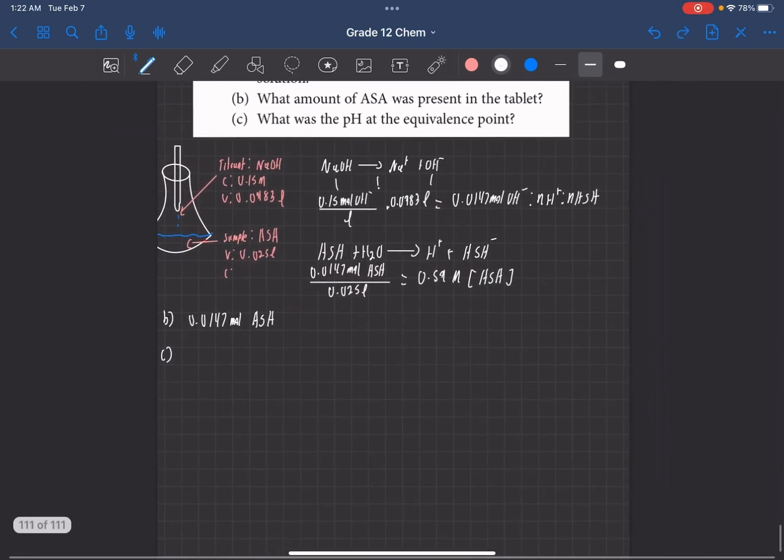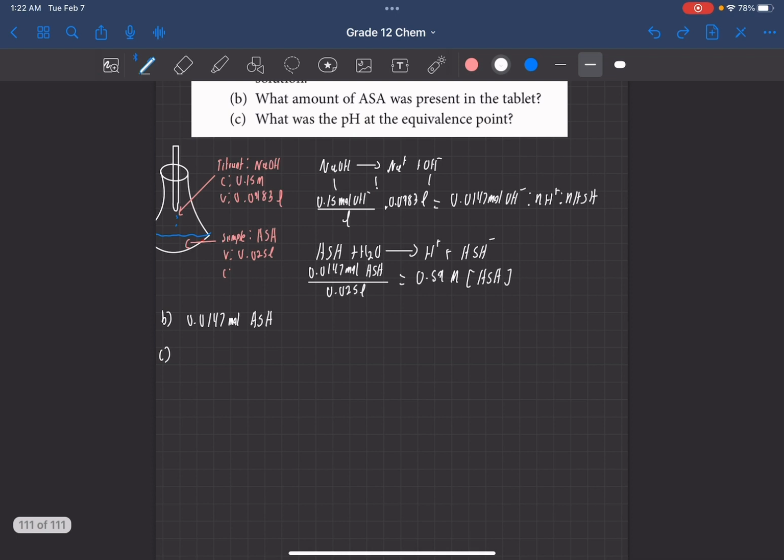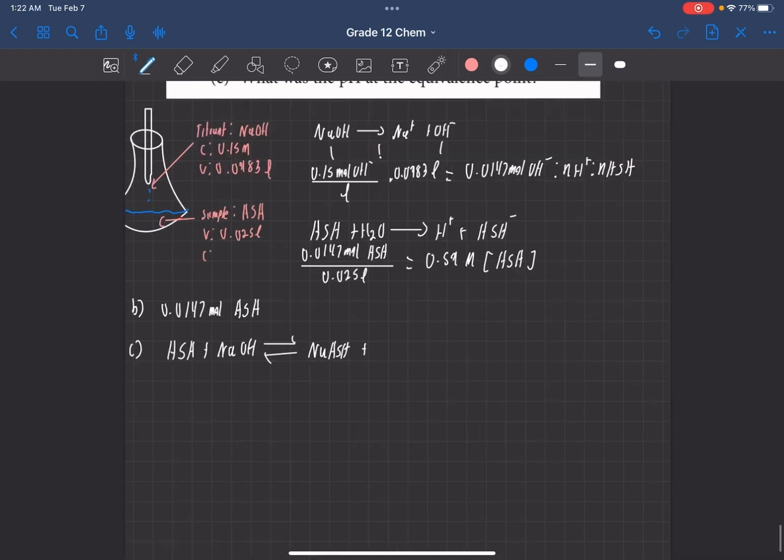Okay, so part C, they want us to find the pH at the equivalence point. All right, so we just do the same thing as the last question, right? So ASA is going to react with sodium hydroxide to produce a salt. That salt being sodium ASA plus water, right?